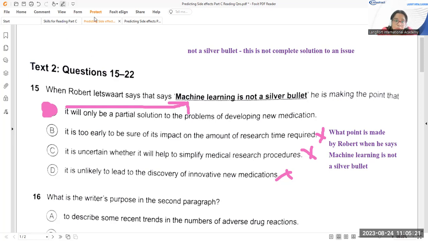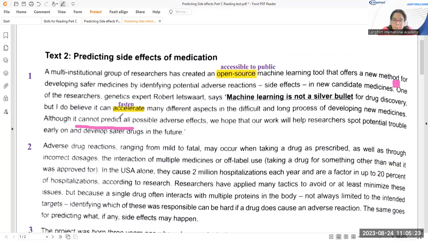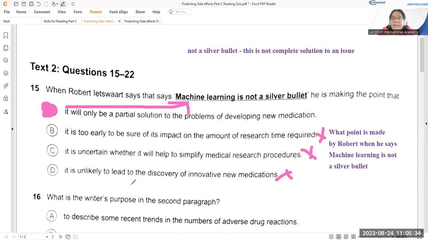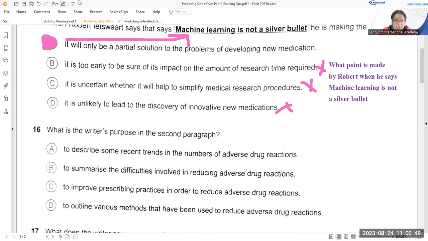But what is that thing that's not complete? They cannot predict every side effect, but they can actually help us. It can make the process of developing new medications much easier. So they cannot say it's unlikely to lead. It can lead, but the only problem is it cannot predict every side effect. That is the problem. So that's why it's a partial solution. Okay, all right. I hope I've conveyed myself clearly here. Now let's go to the next question.